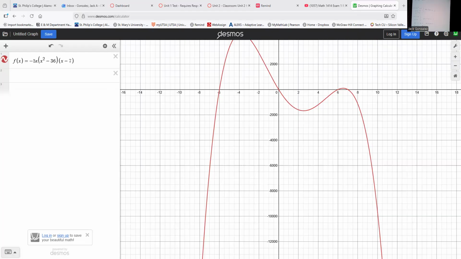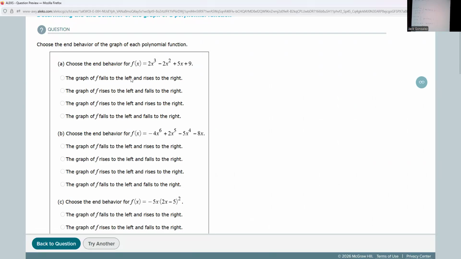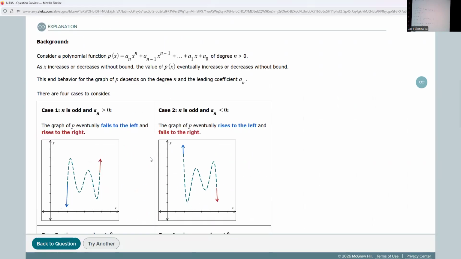The notes has more details. Here we go. So when does it fall on the left? Does it rise on the right? So this is what you got to know. If the degree is odd, n, so the highest power, then it's going to do this. Down on the left, up on the right. If it is odd but negative, then this flips over. So then it's going up on the left, down on the right. Okay. So just look at the degree. All you got to do.